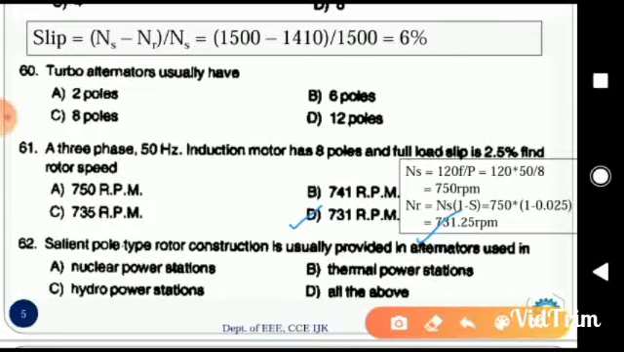Moving on to question number 62. Salient pole type rotor construction is usually provided in alternators used in. Salient pole rotor constructions are usually used in the hydropower stations. The salient pole machines cannot be used in high speed applications. Also, the number of poles present in the salient pole varies from 40 to 60 poles. I only provided this for your further information.